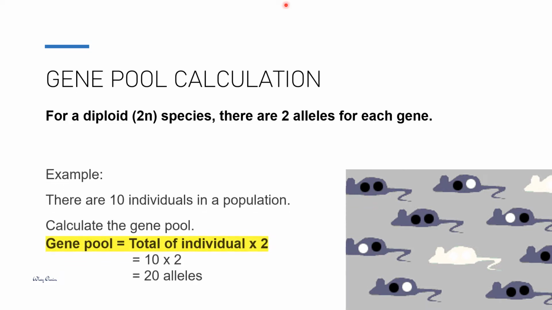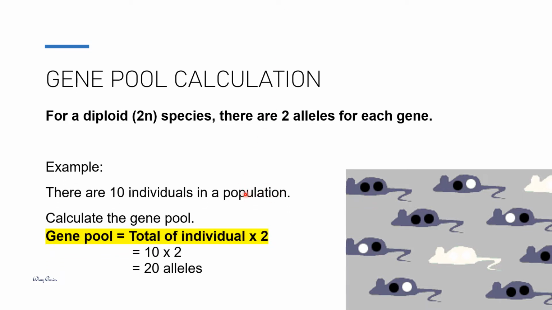So from here, if we study a population with only 10 individuals, and we have to find the gene pool, the formula of the gene pool is the total of individuals multiplied by 2. So the gene pool of this population will be 20 alleles.